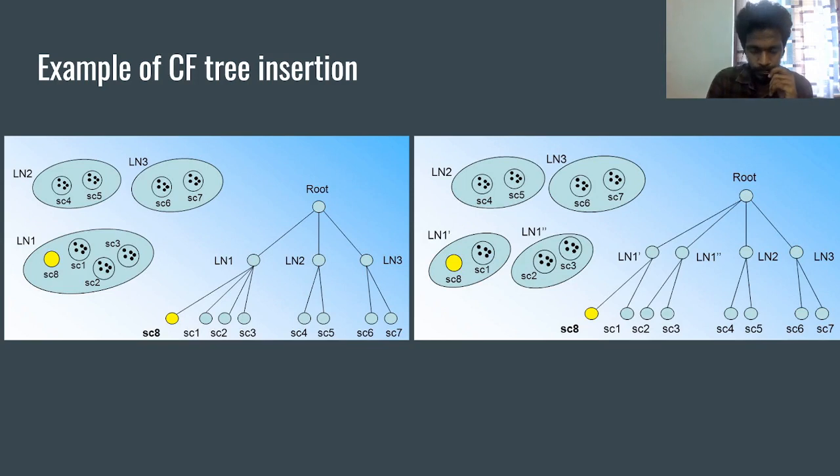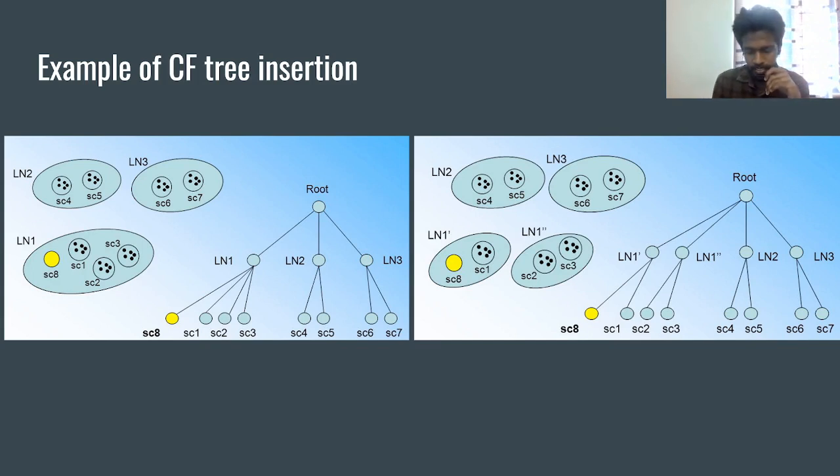This is an example of CF tree. Initially, we have LN1, LN2, and LN3. LN1 contains subclusters 1, 2, and 3. Initially, they are denoted as blue in this figure, and then LN2 contains two subclusters, SC4 and SC5. So LN1 contains SC1, SC2, and SC3, LN2 contains SC4 and SC5, and LN3 contains SC6 and SC7.